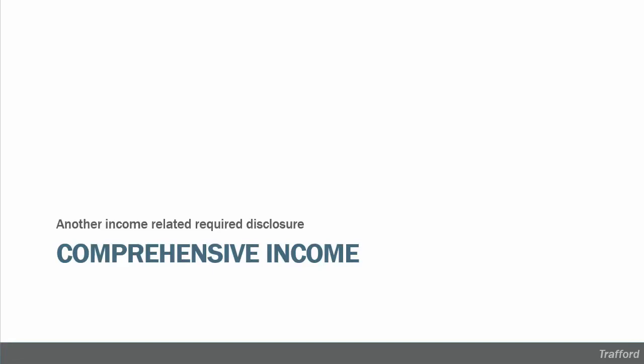We just finished discussing a common required income statement disclosure. It was the disclosure for earnings per share. Here I want to talk about another required disclosure, and this one is called comprehensive income.